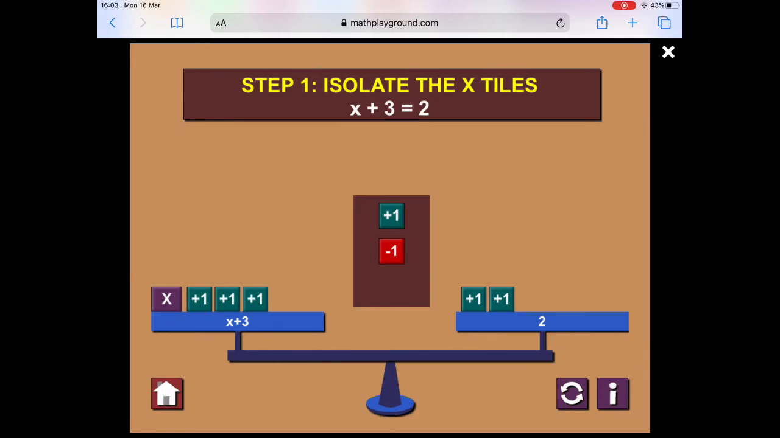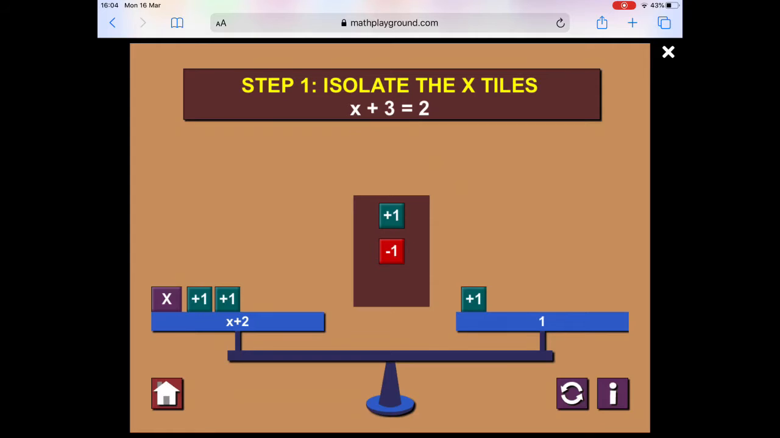So now I need to isolate the x tiles. This is where I have to use my first step. I have x plus 3 on the left-hand side, and I have plus 2 on the other. I want to take away one of these positive ones from the left-hand side. So when I take away a positive 1, I press -1.